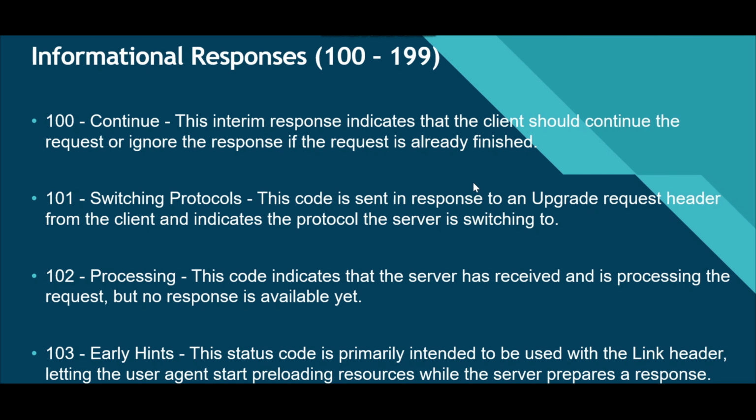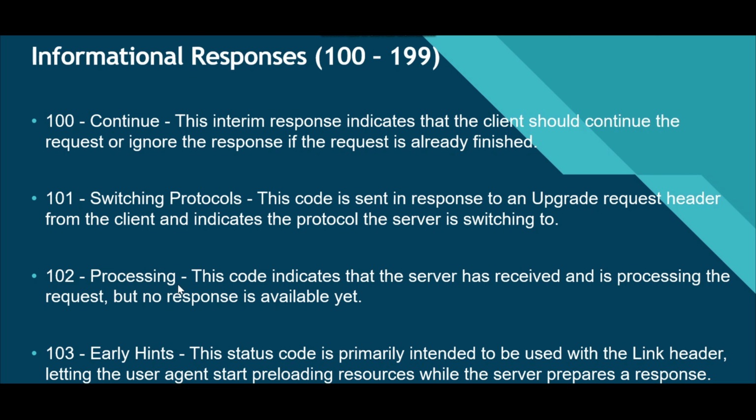Let's understand what are informational responses, that range between 100 to 199 as a response code. Response code 100 means continue. This response indicates that the client should continue the request or ignore the response if the request is already finished. Then 101 response code means switching protocol. This code is sent in response to an upgrade request header from the client and indicates the protocol the server is switching to.